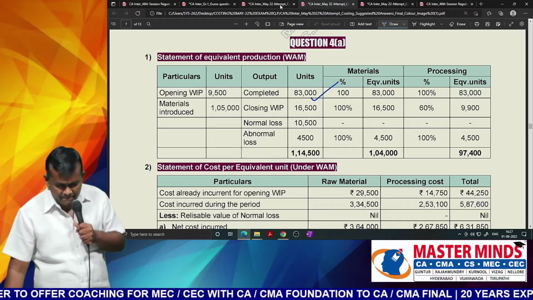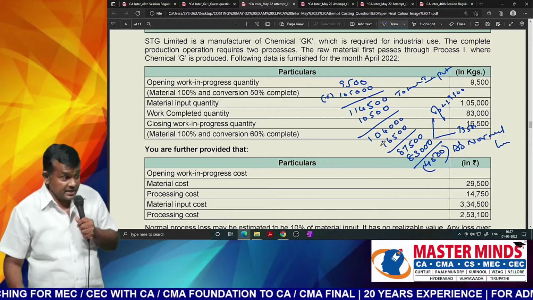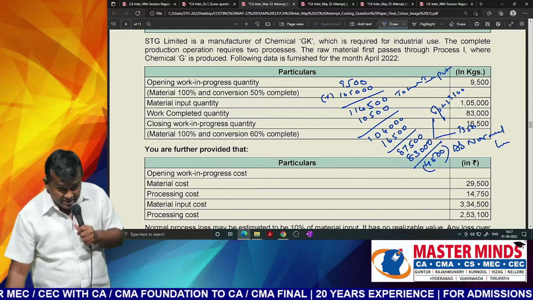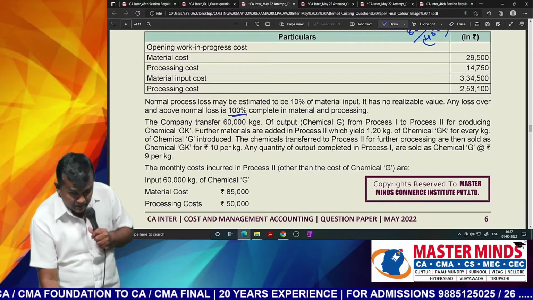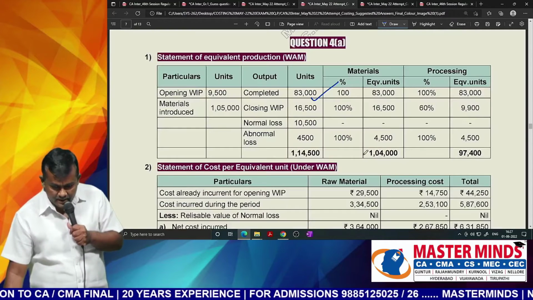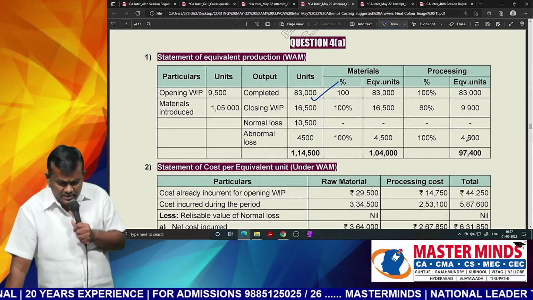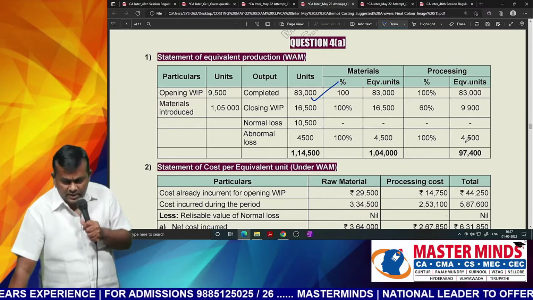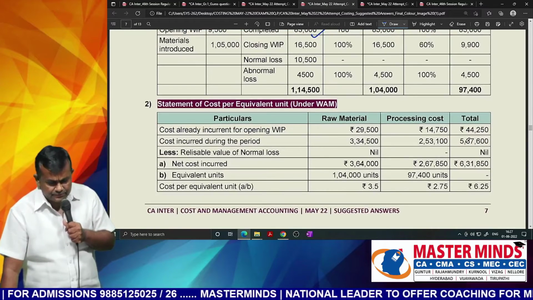Next, abnormal loss. Please check it. 4,500. Correct. Clearly mentioned. Abnormal loss units work completion equal to 100% in all sections. So finally, equivalent units in material segment equal 1,04,000. Equivalent units in conversion cost segment 97,400.